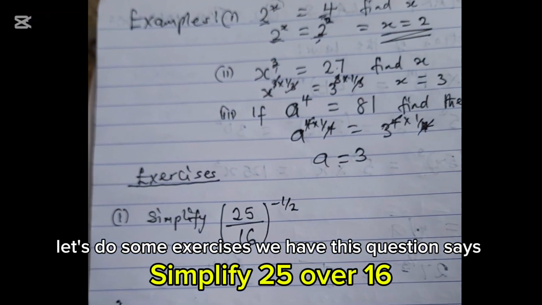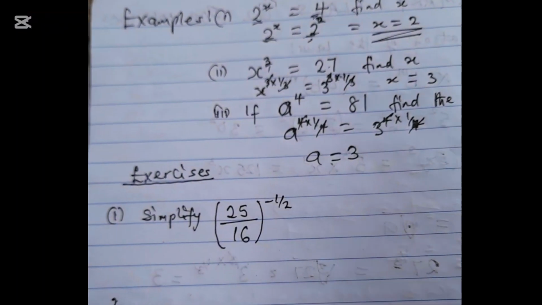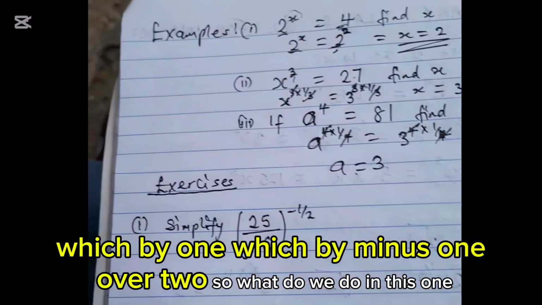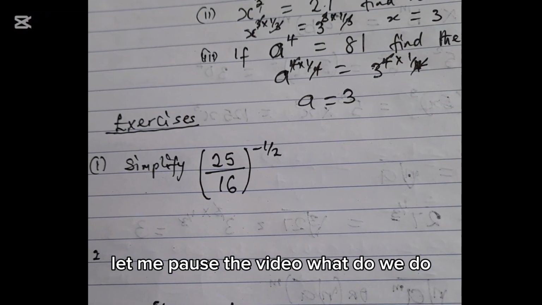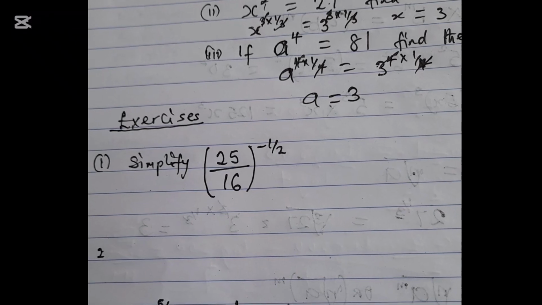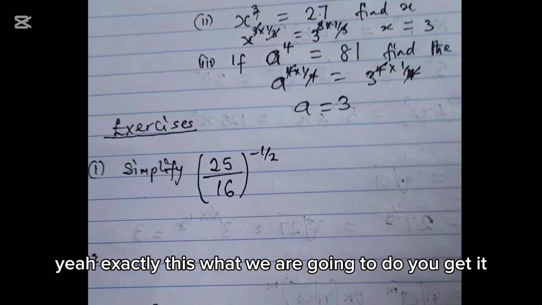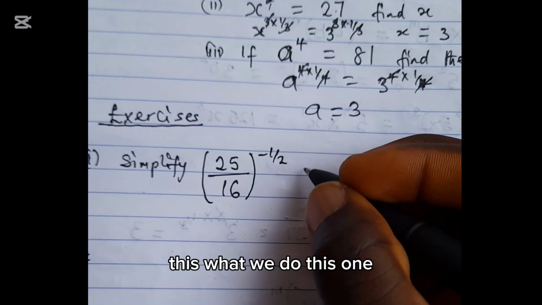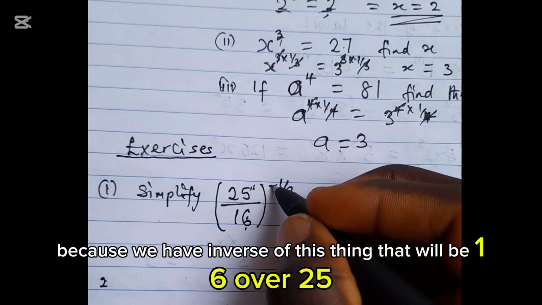Let's do some exercises. We have this question that says simplify 25 over 16 raised to power minus 1 over 2. So what do we do in this one? Let me pause the video. What do we do? Yeah, exactly. This is what we are going to do. According to the law, this one will go up and this one come down, because we have the inverse of this thing.